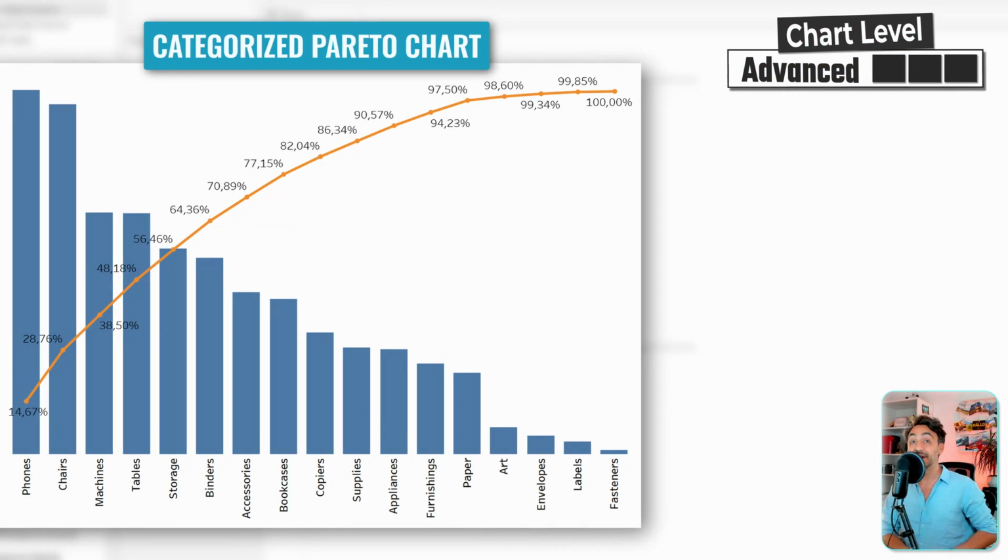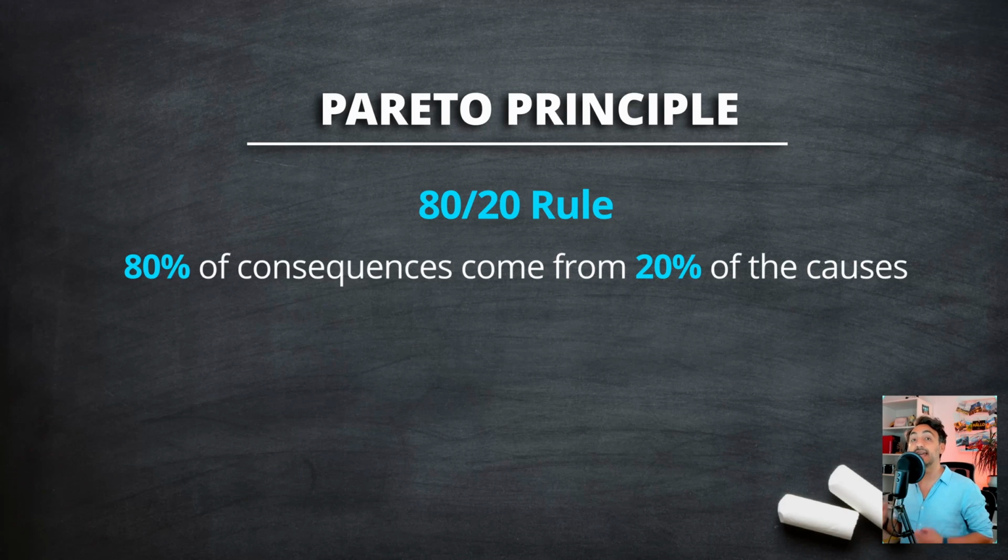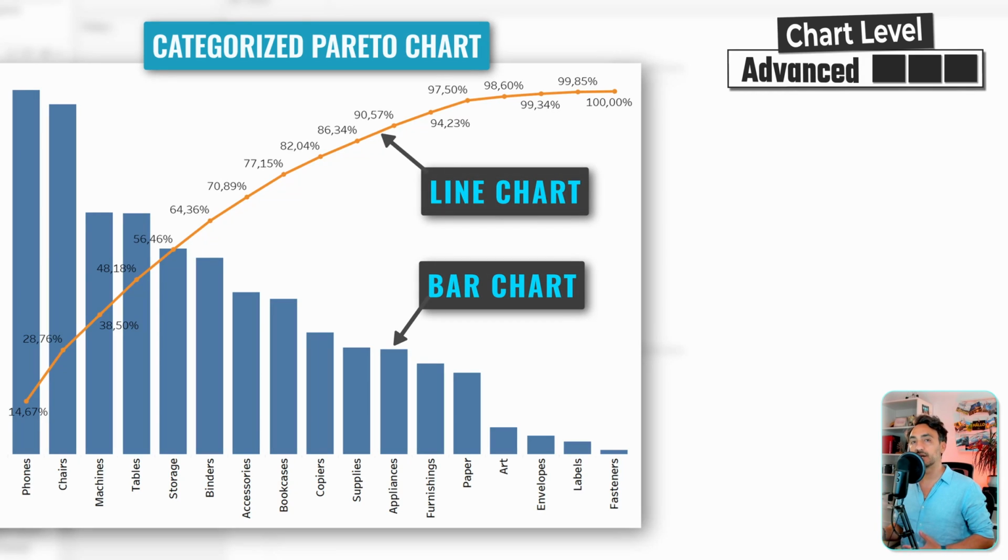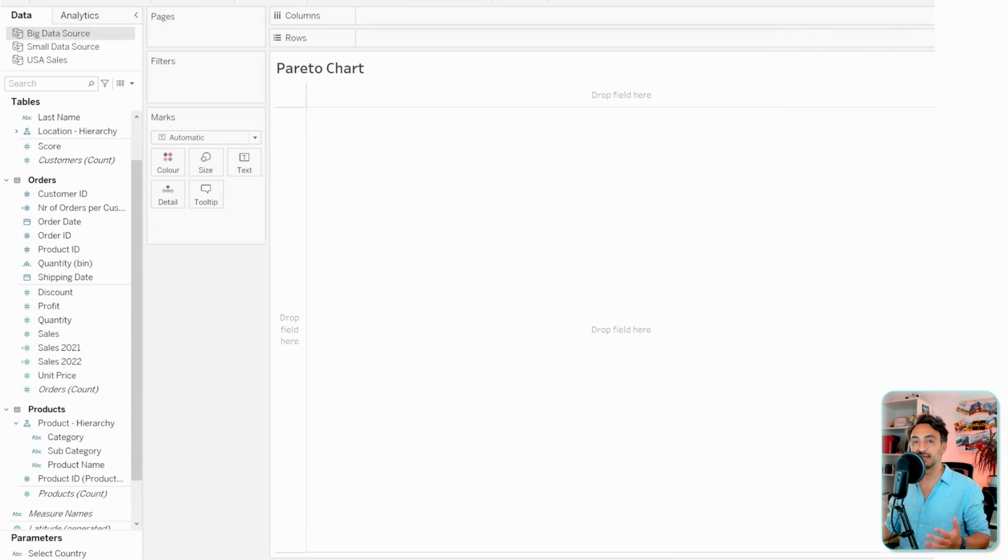Now we have the Pareto chart. It is a very famous chart in statistics, and this chart is based on the Pareto principle, where it uses the rule of 80-20. And the principle says 80% of the outcomes are generated from 20% of work or efforts. And one way to visualize the Pareto chart, we can use 2 different charts. The first one is going to be the bar chart, and the second is going to be the line chart. So let's see how we can build that in Tableau.